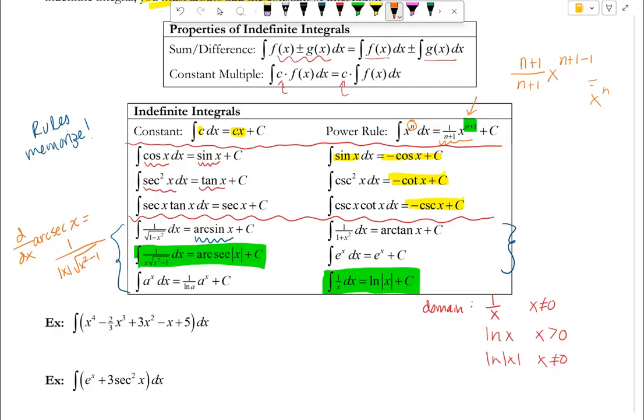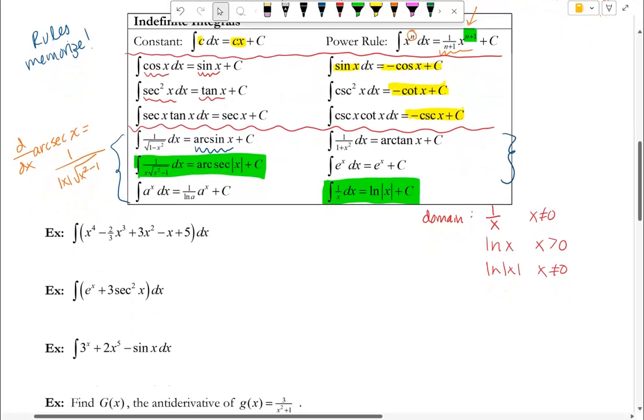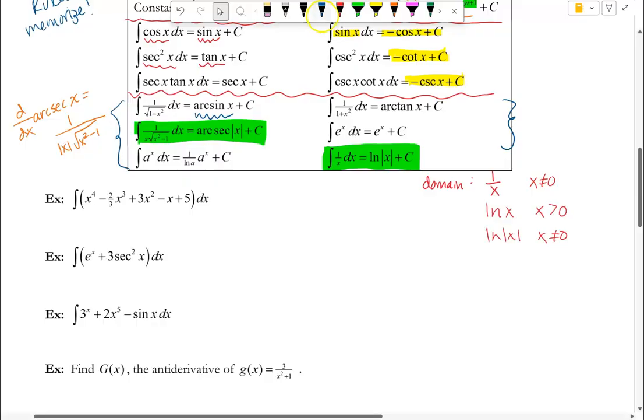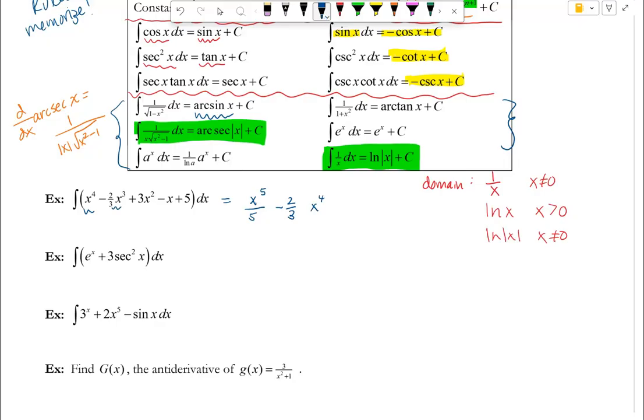All right, so to try some examples, this first one, we're just finding the antiderivative of a polynomial function. So we're just using this power rule. And again, the idea here is that we're going to just add 1 to our exponent and divide by our new exponent. So if I start with my first term, x to the fourth, I'm going to add 1 to my exponent, and I'm going to divide everything by my new exponent. So I get 1/5 x to the fifth. My next term, negative 2/3, is a constant multiple, so it just comes along for the ride. When I get to my x cubed, I'm going to add 1 to my exponent, so 3 plus 1 is 4, and divide by my new exponent.